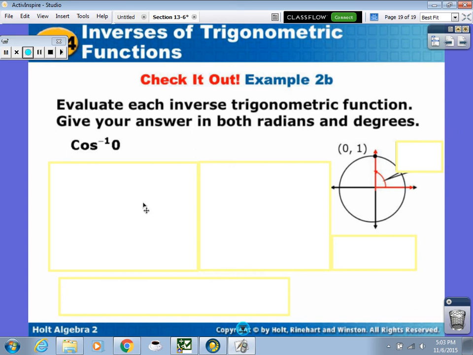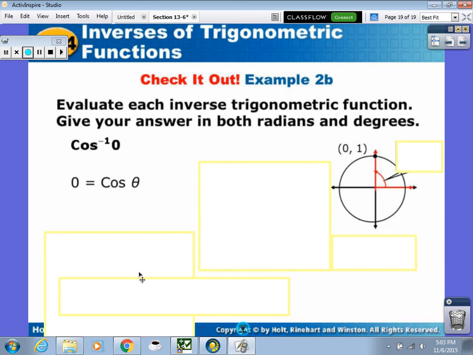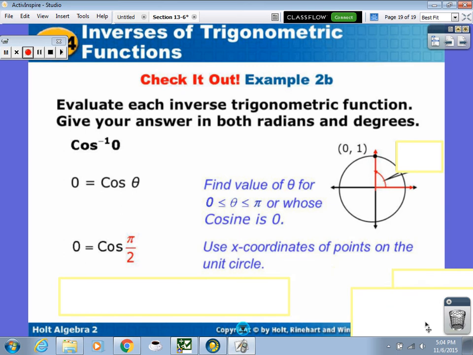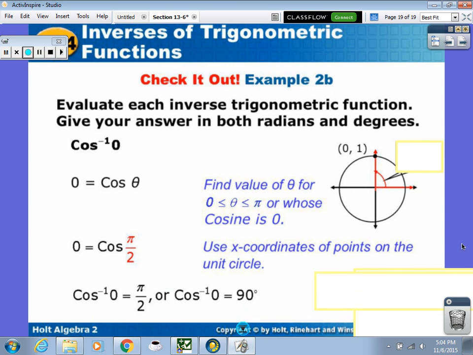Our inverse cosine function has a restricted domain to the first and second quadrants. So determining where cosine theta is equal to 0 is only going to occur at the top, where theta is pi over 2. Using our x-coordinates here, that makes that equal to 0. The angle measure in radians is pi over 2. In degrees, it is 90 degrees.